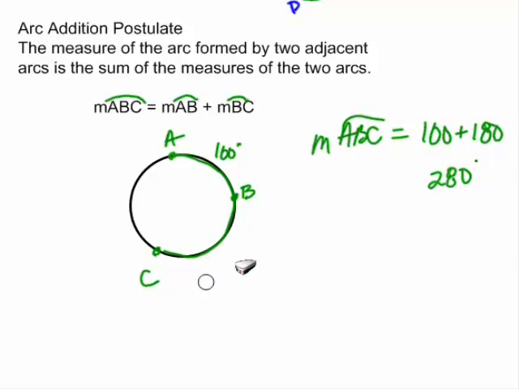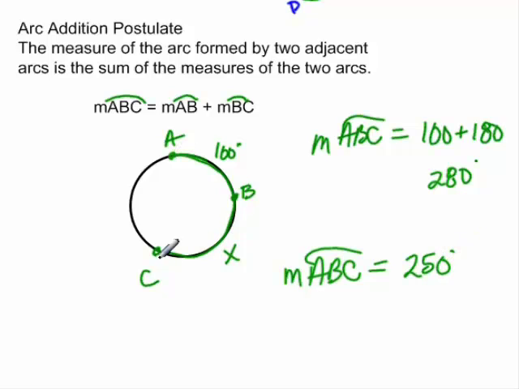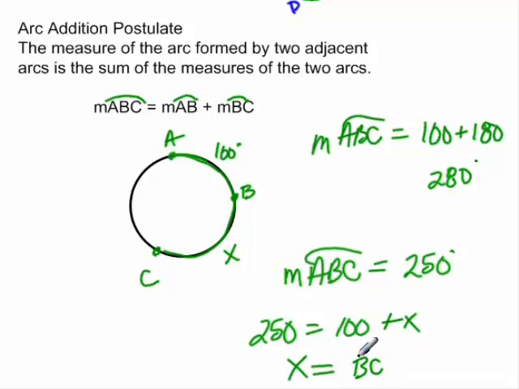What if, by some chance, we were not told what BC was? We're looking for X over here, the measure of arc BC. If we're told the measure of arc ABC was this time 250 degrees, well, if the whole thing is 250 and we know part of it is 100, then 250 is equal to 100 plus X. Solving for X, we see that X, which is arc BC, would equal 150 degrees.